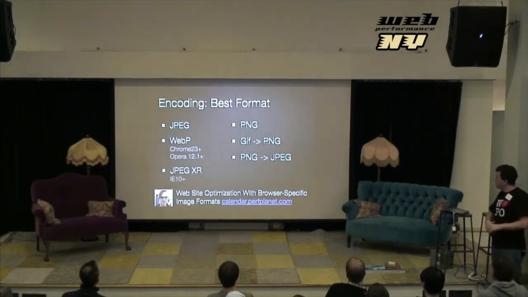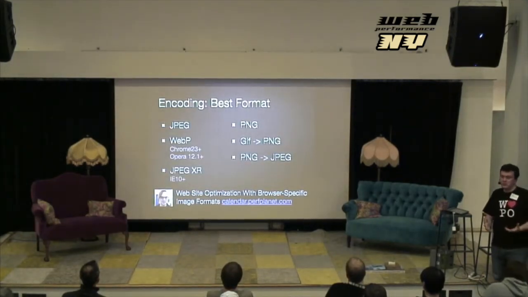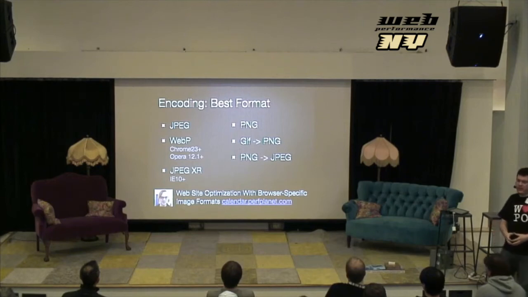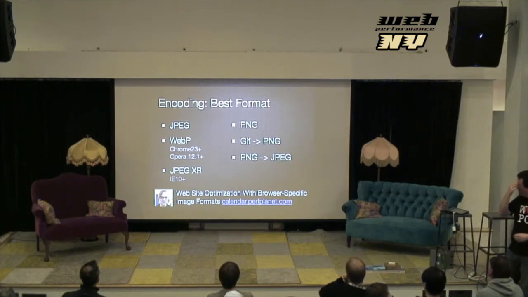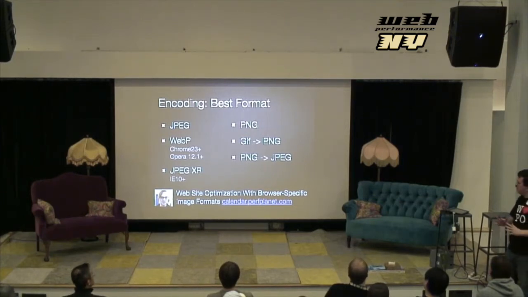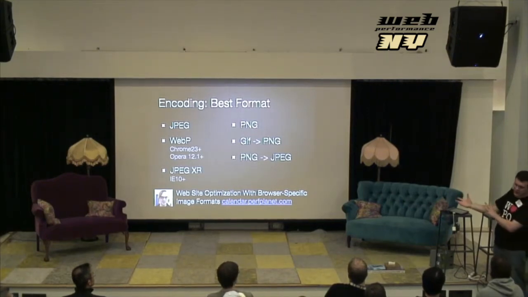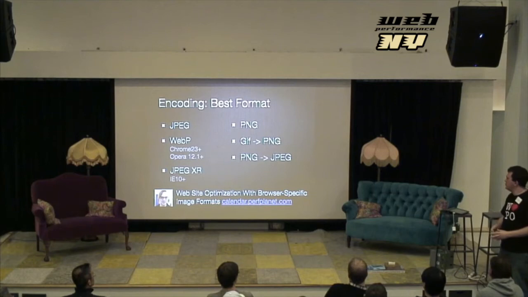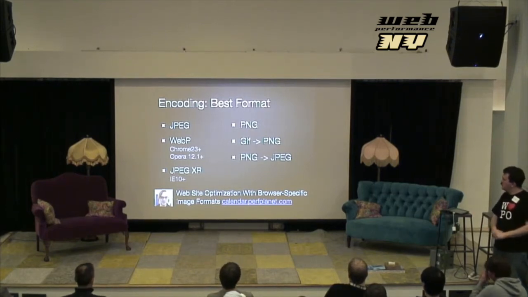Now, we talked about JPEG because it's the most popular format for the heaviest images on the internet, right? Photography and stuff like that. But there are other formats out there. PNG is the other very popular format for less photographic images, more of drawings and stuff. GIF is the older one, and there are a few things you might want to do with it.